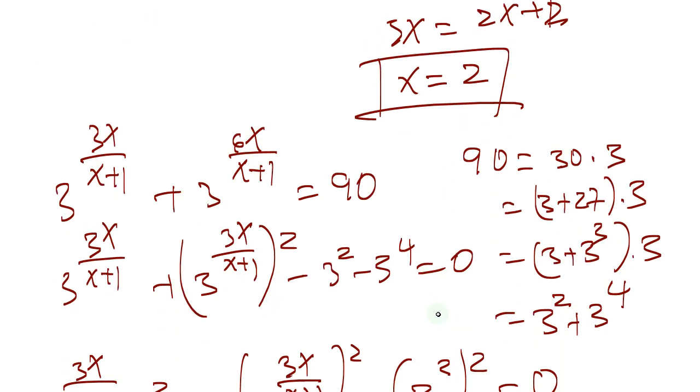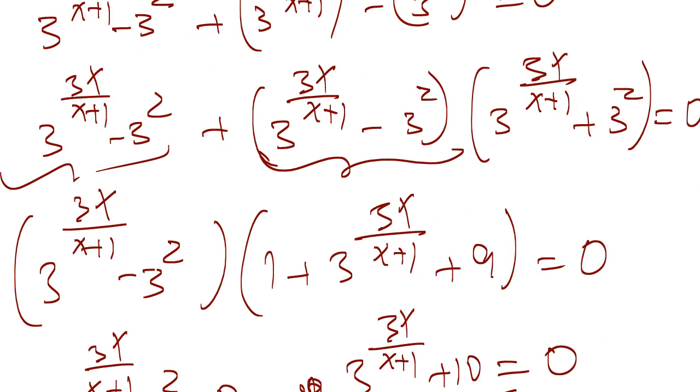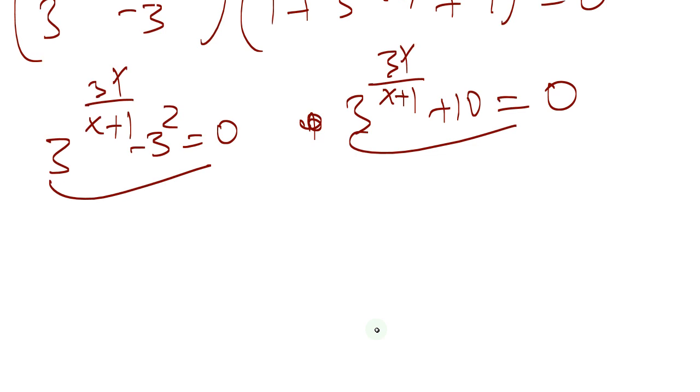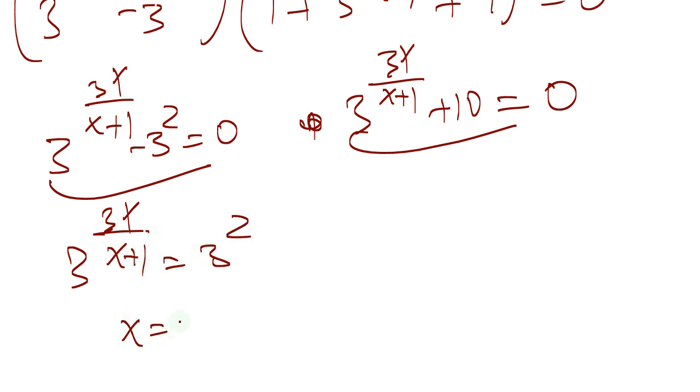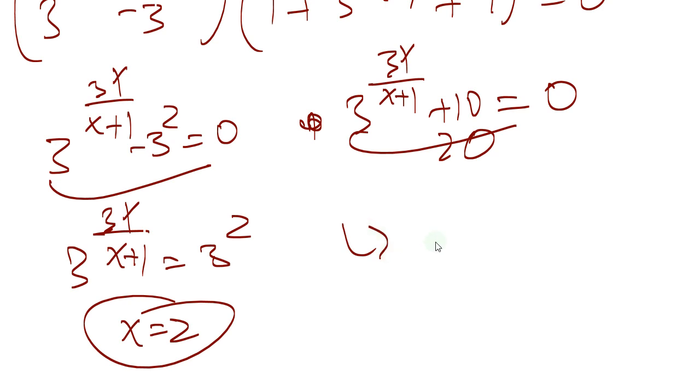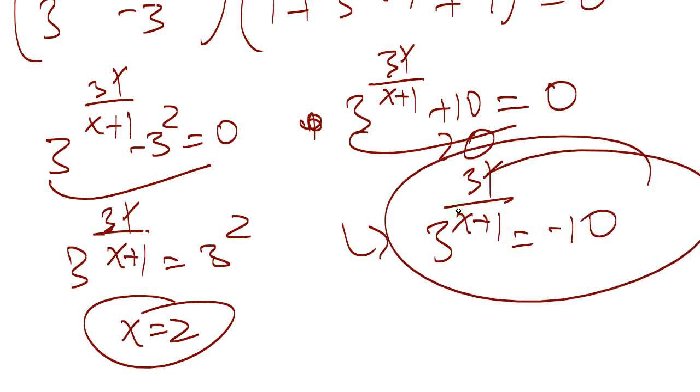So what we're going to say is, I'm not going to spend more time in here. From here we have 3 to the 3x over x plus 1 equals 3 squared, and from here we have that x is equal to 2, because we already did this, and we say that this is always going to be greater than 0. But if you want to consider imaginary solutions, then we will need to solve 3x over x plus 1 equals negative 10, and this is not what we want to solve. So the answer is 2.